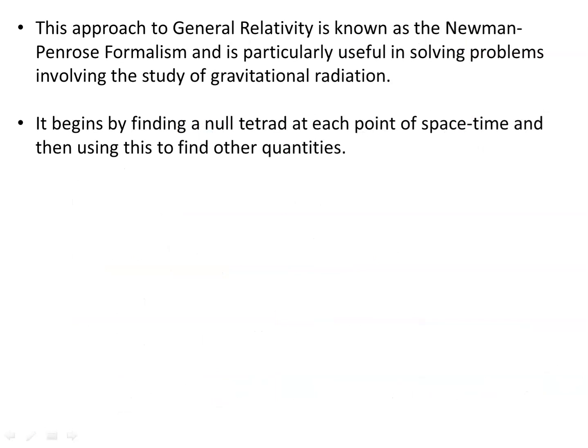Right. Now, this approach to general relativity is known as the Newman Penrose Formalism, and it's particularly useful in solving problems involving the study of gravitational radiation. It begins by finding a null tetrad at each point of space-time and then using this to find other quantities. In this video, we've just found the null tetrad. That's all we've done. The next step in dealing with this formalism is to start looking at spin coefficients and calculating various other quantities. But the very beginning of it is to find this null tetrad, which has been the focus of this video.